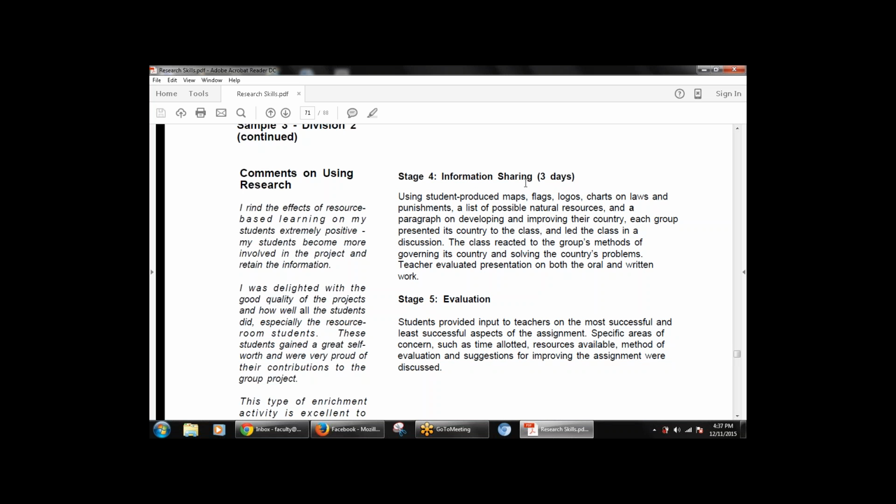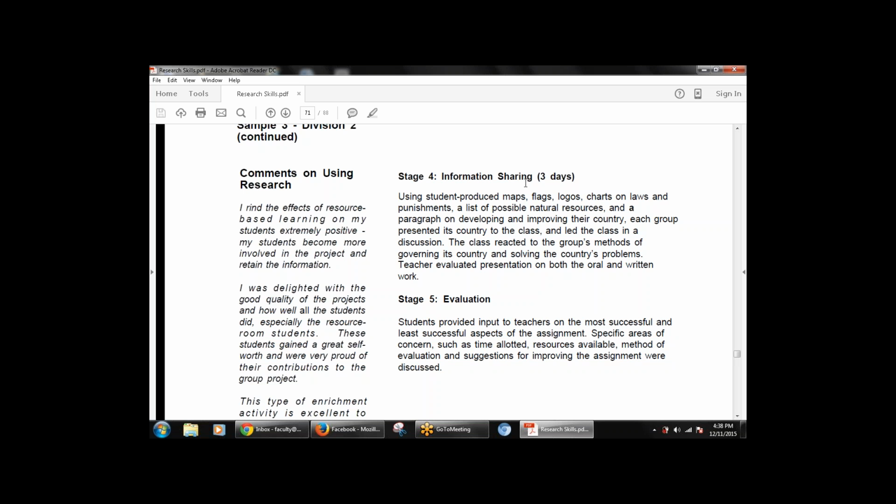The students also provided input to the teachers on the most successful and the least successful aspects of the assignment. So they check the assignment, whether it is correct, or they are focusing on the most successful and the least successful aspects of the assignment.